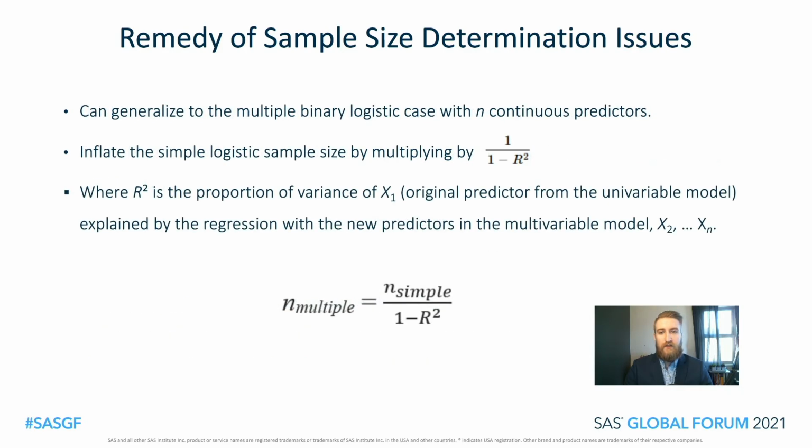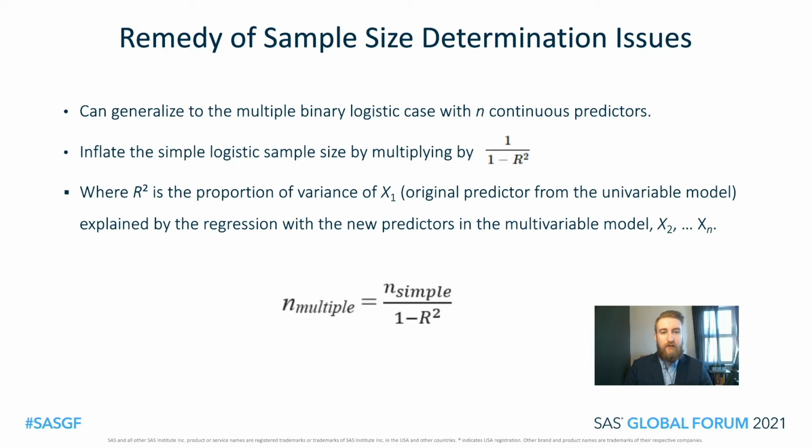It's also good that this formula can generalize to the multiple binary logistic regression case. So it's good for more than just one continuous variable. You could do it for a model that has multiple continuous predictors. Now that's done by inflating the simple logistic sample size by multiplying by a factor of 1 over 1 minus r squared. And r squared in this case is going to be the proportion of variance explained by x1, which is the original predictor in the univariable model, explained by the regression with the new predictors in the multiple variable model. And this macro is going to automatically do that for you. You just have to choose your variable of interest, and you can plug in the rest of the variables as well.